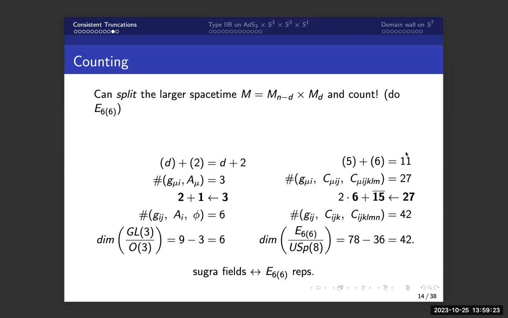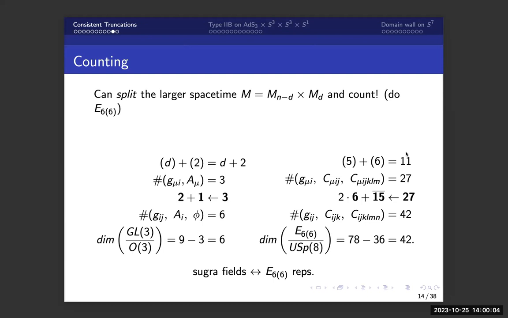So if you count the 1-forms, you get 6 from the metric. Remember, I goes from 1 to 6 and mu from 1 to 5. Sorry, it's like a 5D thing, and this is 1 to 5, and this is 6 to 11. But if you count the 1-forms, you find 6 from the metric, 15 from the 3-form, and another 6 from the 6-form. This adds up to 27, and the 27-dimensional representation of E6(6) breaks exactly as 1 copy of the 15 and 2 copies of the 6 under the group SL6, which matches again this count.